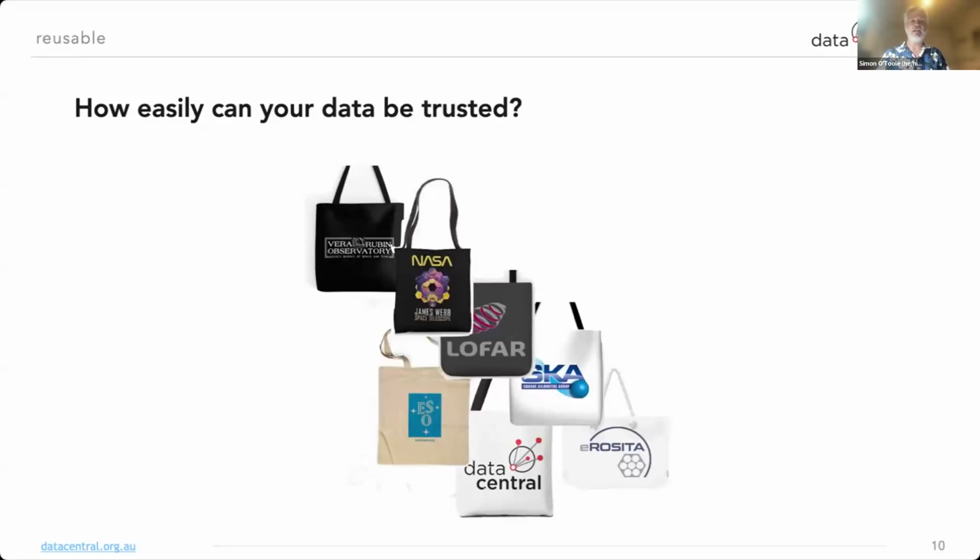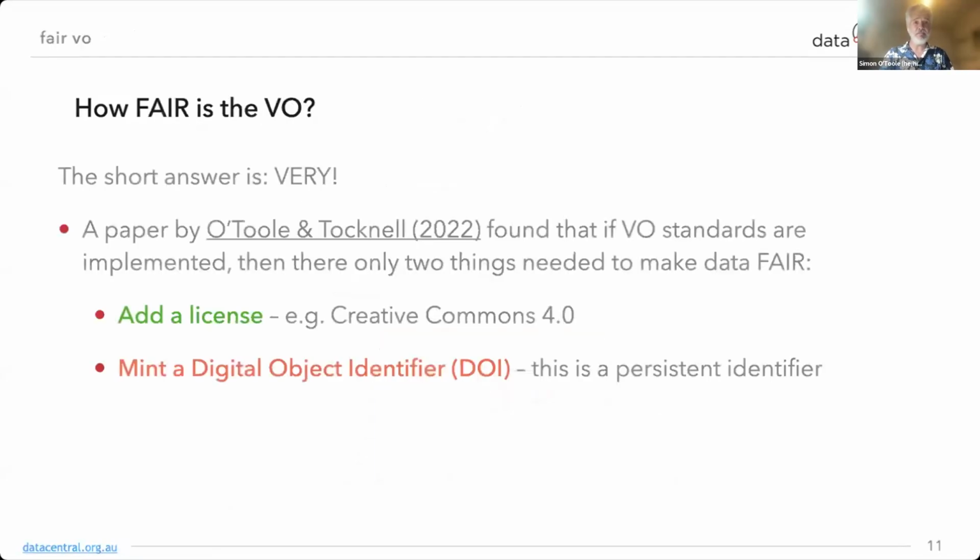And then finally, reusable, which is how easily can your data be trusted? This is something that within astronomy, we don't really talk about very much. We don't really deal with it very much, but it's fundamentally about licensing. It's not just about the data quality and data integrity, although that's a key part of it, but it is really about data licensing and who should be able to access your data.